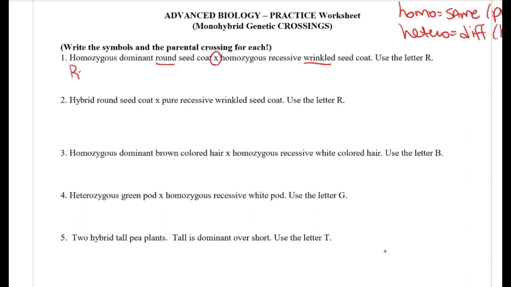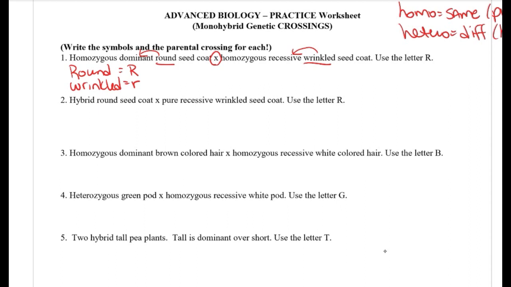So I'm going to write down my symbols. So I have round and I have wrinkled. And it says round is dominant, and I'm going to use a capital R. And wrinkled is recessive. Don't change the letter. The letter, no matter if it's capital or lowercase, each letter indicates a trait. So don't make up a new letter. So since it's a recessive, recessive is a lowercase, so I need a lowercase r. So that's my symbols. Now my parental cross.